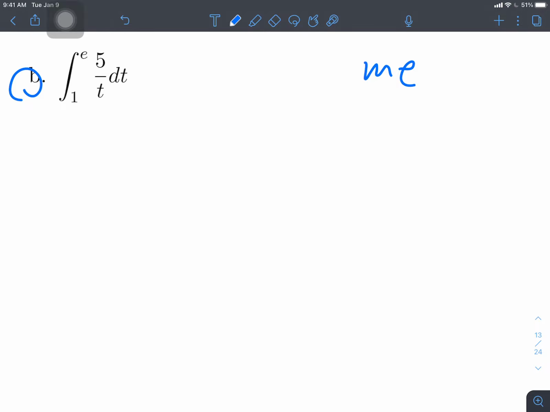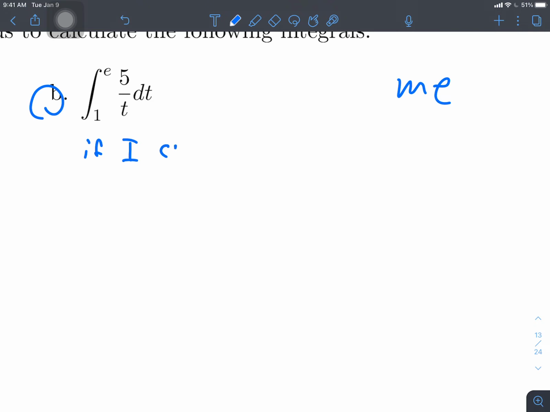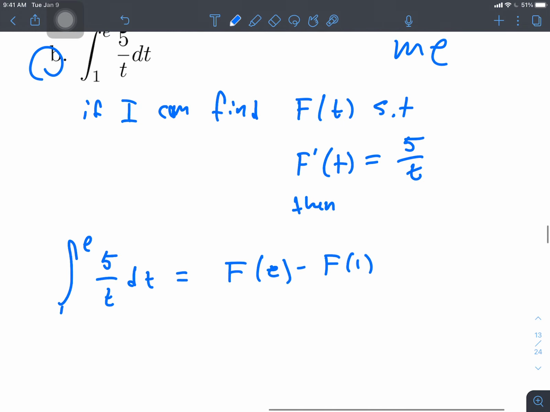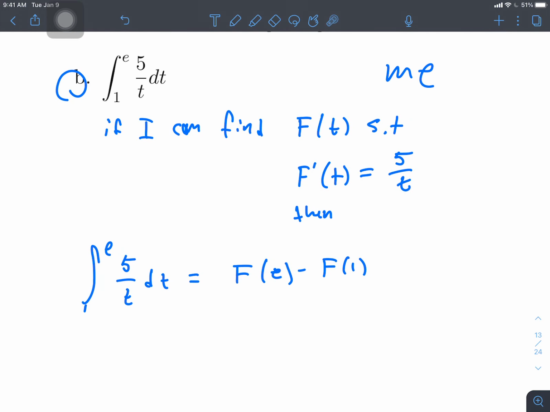Well, if I can find a function, capital F of t, such that capital F prime of t is equal to 5 over t, then the integral from 1 to e of 5 over t dt is going to be equal to capital F of e minus capital F of 1. Okay, so as long as I can find a function whose derivative is 5 over t, right? So what function has the derivative 5 over t? Can we think of one? Close. 5 is going to hang out outside, and then we need a function whose derivative is 1 over t. It's going to be ln, right?